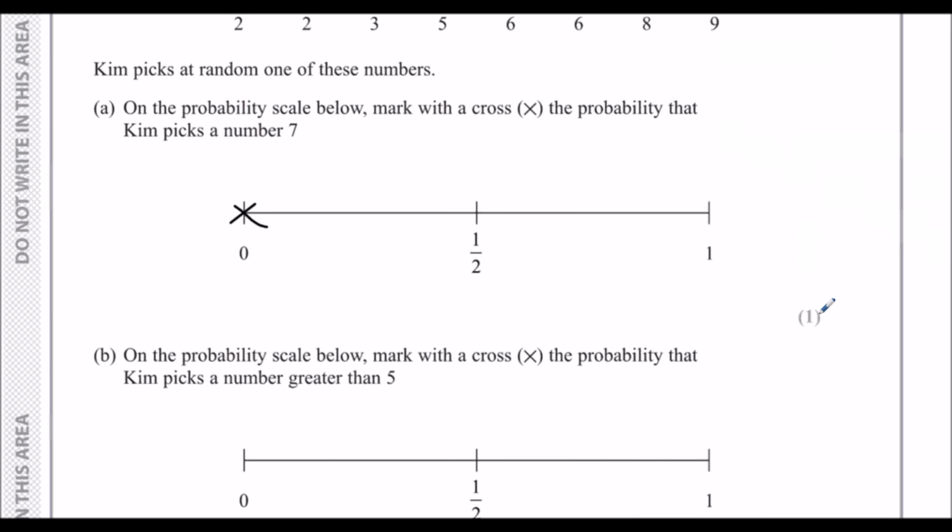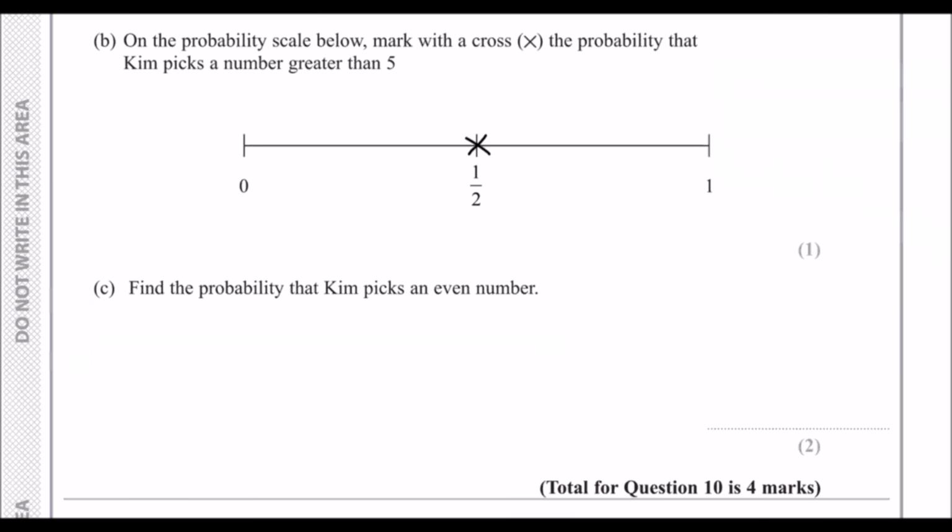On the probability scale below, mark with a cross the probability that Kim picks a number greater than 5. So greater than 5, there are 1, 2, 3, 4 numbers out of 8 in total. So 4 out of 8 is the same as a half. So that's 1/2.